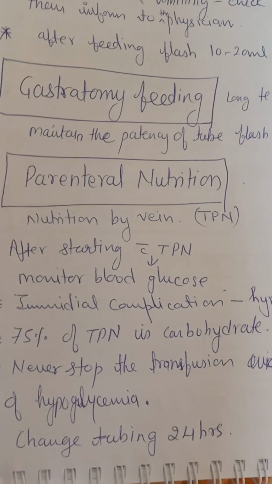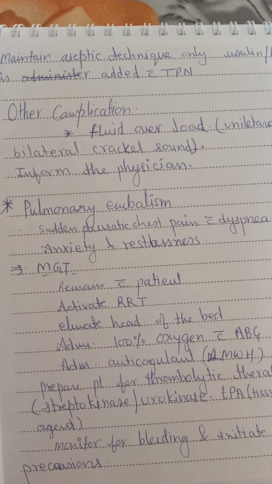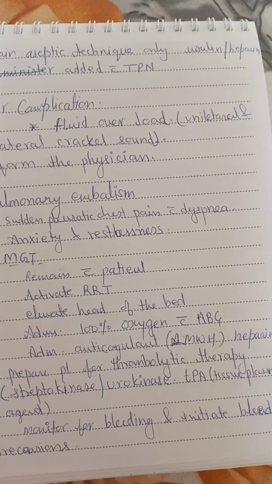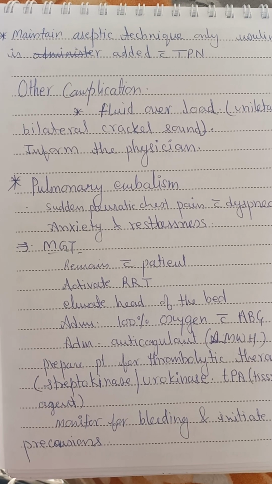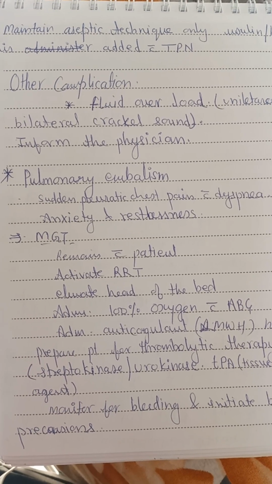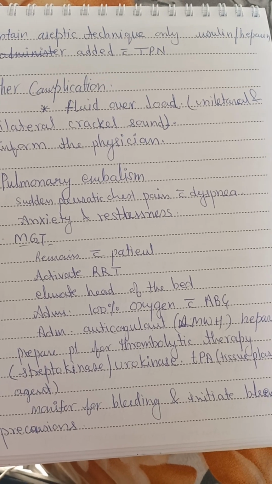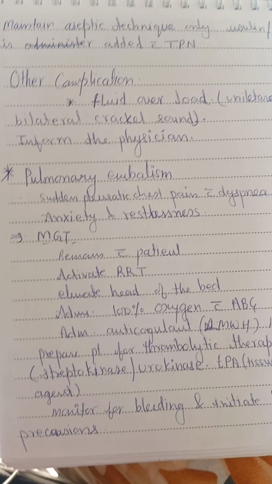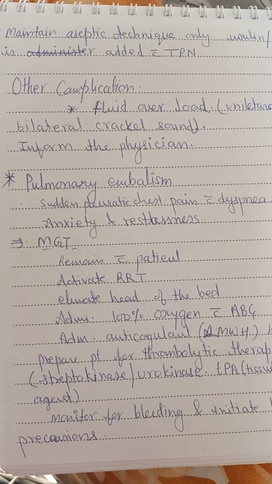Change the tubing every 24 hours. Maintain aseptic technique. Only insulin and heparin we can add with TPN. Other complications of TPN are fluid overload. How to check? Unilateral or bilateral crackle sounds. Inform the physician. Then next is pulmonary embolism.